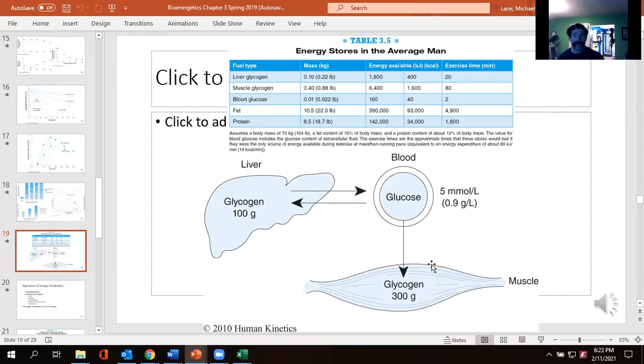Now your nervous system is also fat, so is your bone marrow. You don't want to exactly hemorrhage that, so you can go ahead and walk, jog, or crawl excessive distances. And then we obviously have body protein that we can utilize as an energy source.